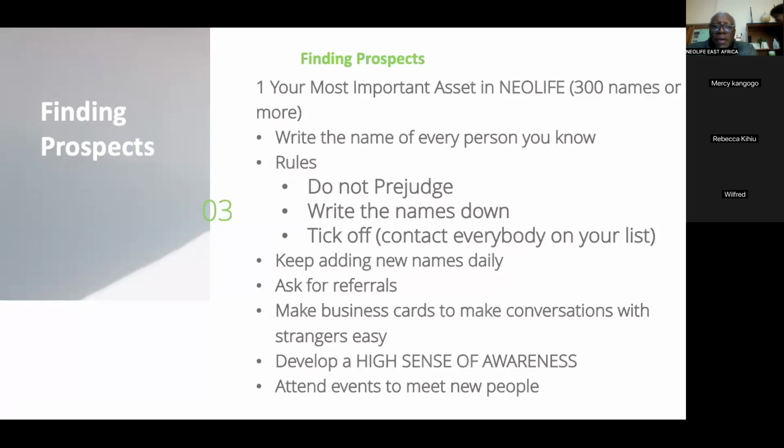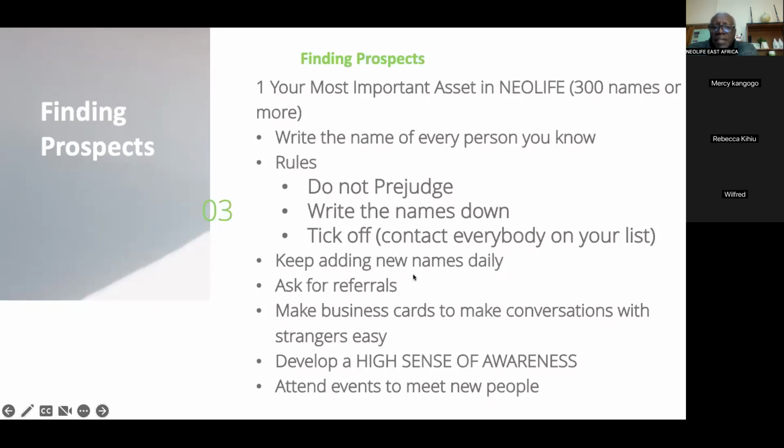Number 2, write people's names down. I know our brain is a fantastic organ, but they say a blank pencil is always better than the sharpest mind. So write the names down. Number 3, tick off names from the list. That simply means talk to one person after another from the list.